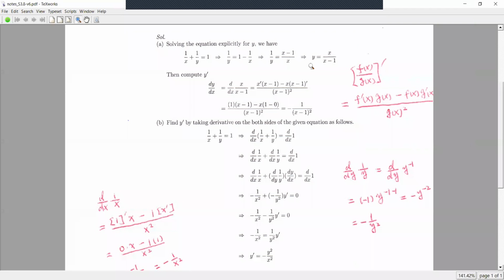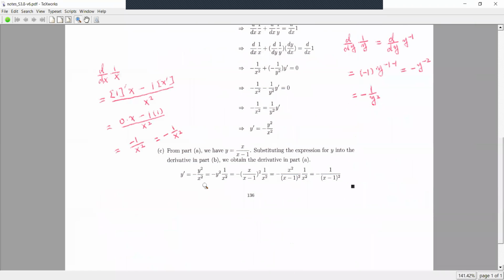From part A, we saw that y depends on x in this way. Y is equal to x over x minus 1. Now, plug in this expression in the y here. This is the derivative obtained from part B. Write y squared over x squared as y squared times 1 over x squared. Now, plug in the function in y. Then we have this equation.